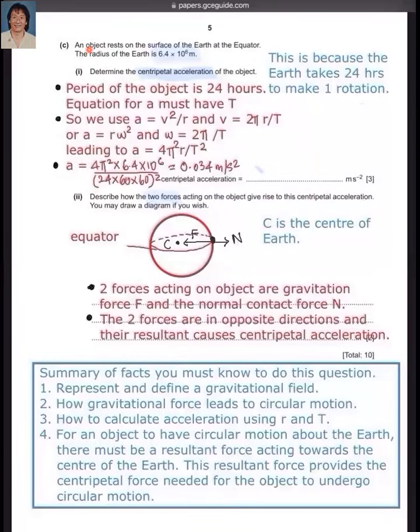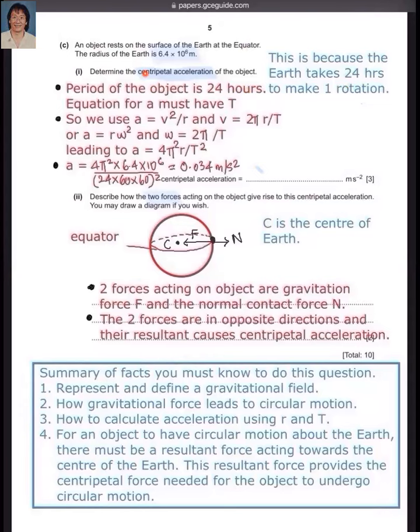Part C, the object rests on the surface of the Earth at the equator. The radius of the Earth is 6.4 times 10 to the power 6 meters. To answer this question, we need to know that the Earth takes 24 hours to make one rotation. Therefore, we know that T is 24 hours. The period of the object is also 24 hours.